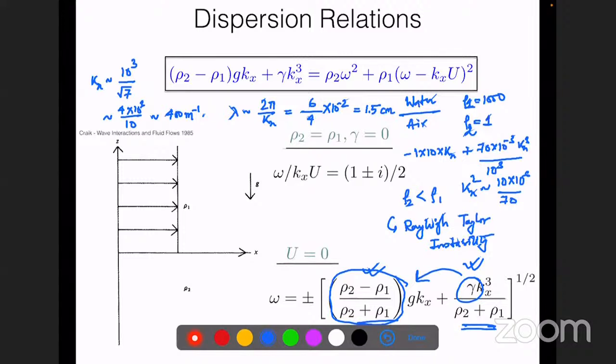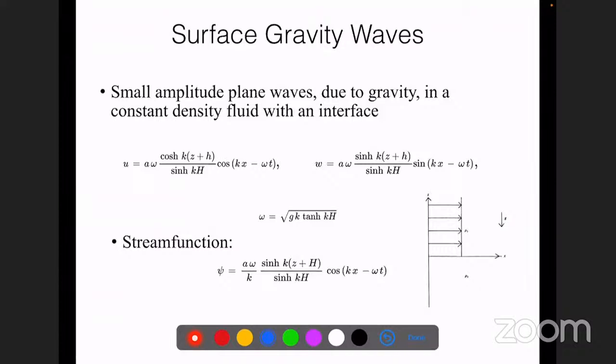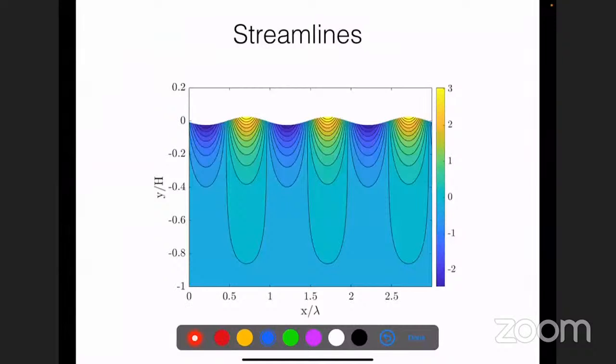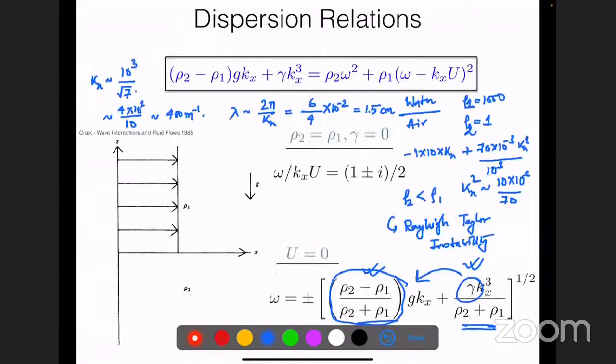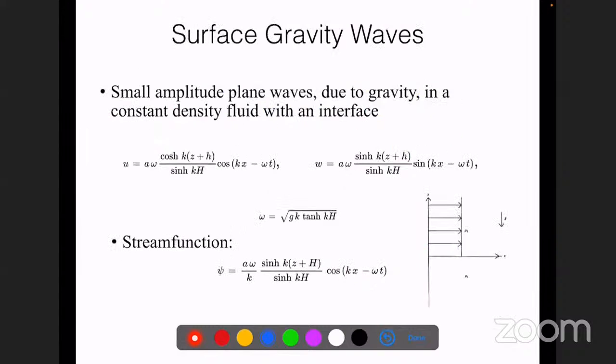Now we will just go back to the case where the bottom layer is heavier than the top layer. So we have omega squared is equal to rho 2 minus rho 1 by rho 2 plus rho 1 times gkx plus the surface tension term. For the time being, we will not look into surface tension. So we got omega squared is equal to gkx rho 2 minus rho 1 by rho 2 plus rho 1.